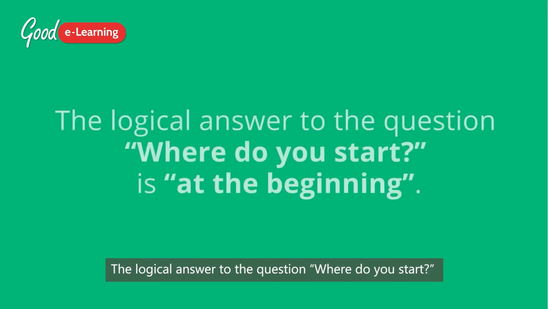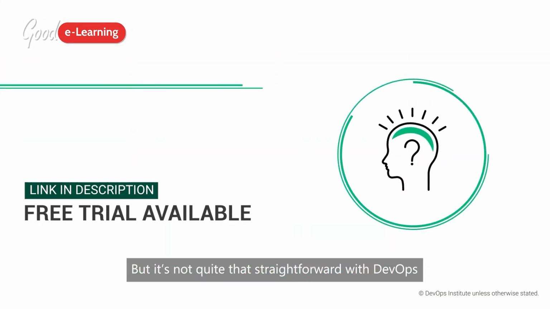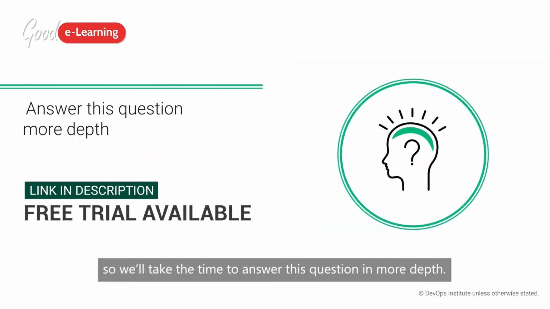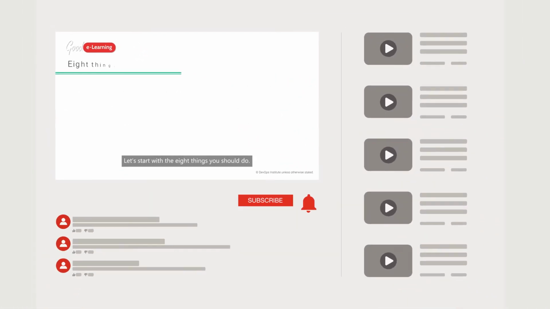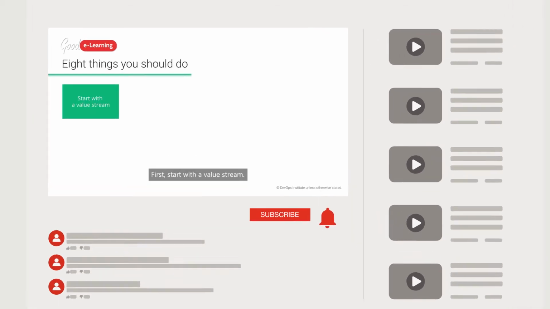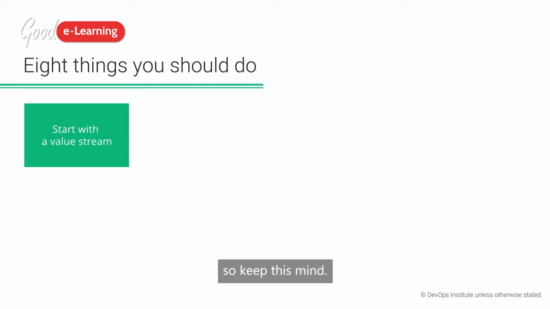The logical answer to the question, where do you start, is at the beginning. But it's not quite that straightforward with DevOps, so we'll take the time to answer this question in more depth. Let's start with the 8 things you should do. First, start with a value stream. We'll go into value stream later in this module, so keep this in mind.